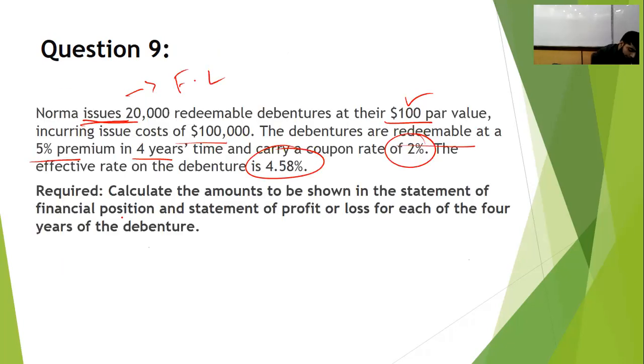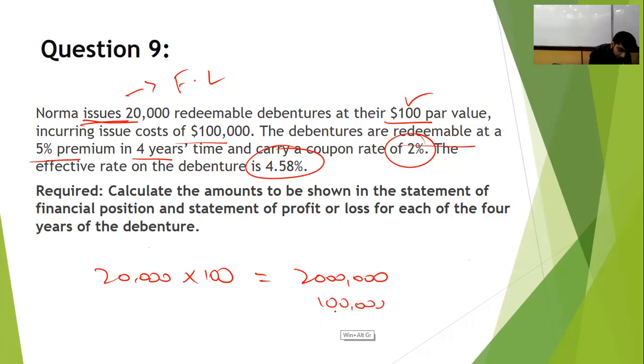Opening balance. What is going to be the opening balance? Company issued 20,000 redeemable debentures at $100. So it means the amount is 20,000 multiplied by 100. Company will receive the amount of $2 million, but company will make a transaction cost of $100,000. It means the net proceeds would be $1,900,000.